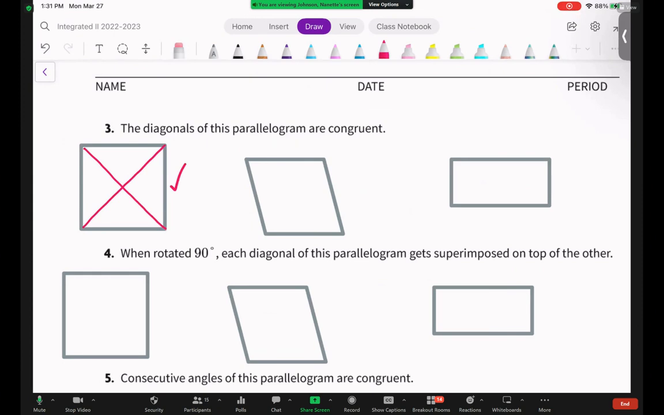Does this look longer or shorter than this? Does this diagonal, oops, I'll change colors. Does the black one look longer or shorter than the pink one? Yeah, it looks longer. So this one's a no. Right? What about the rectangle?